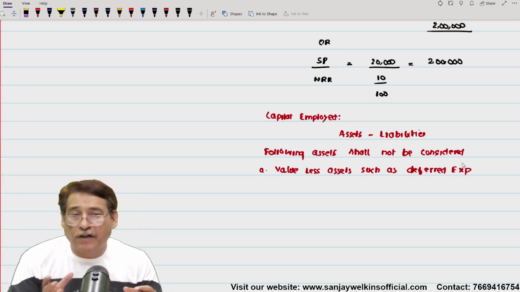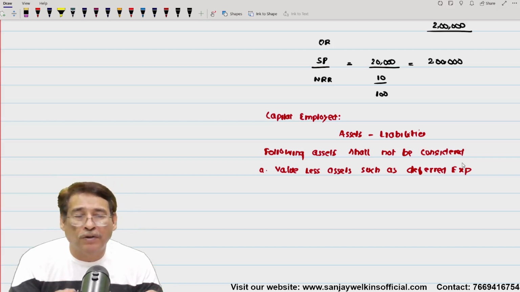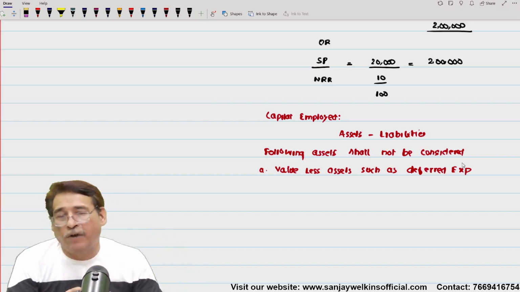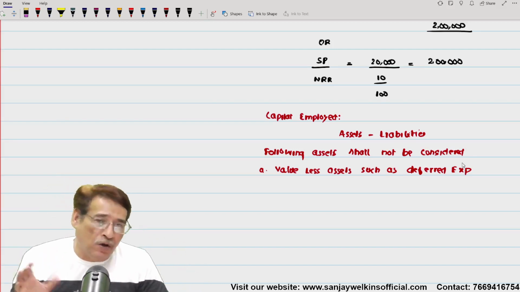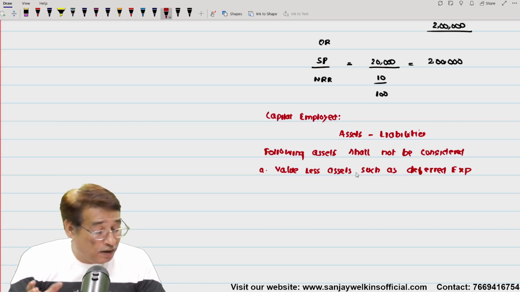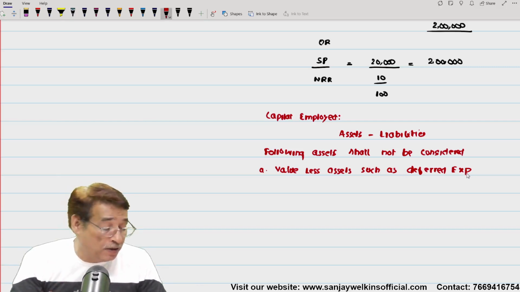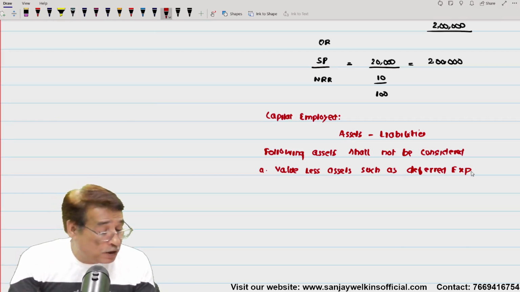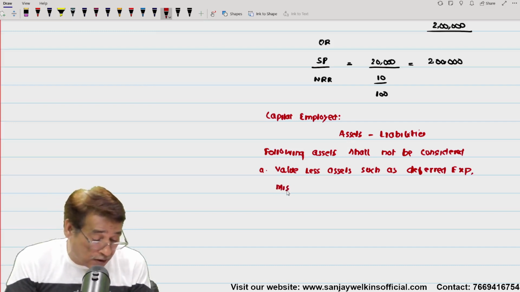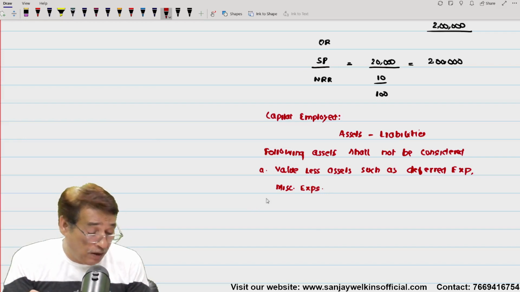generally gets reflected on the asset side because this item is not yet written off. It is still having a debit balance. That is why it is appearing on the asset side. Otherwise, it is not an asset because it is not going to fetch any return to us. So that is why deferred expenses you will not take into account when you compute the assets. Deferred expenses, or sometimes it is written miscellaneous expenses, you will not consider. Correct?